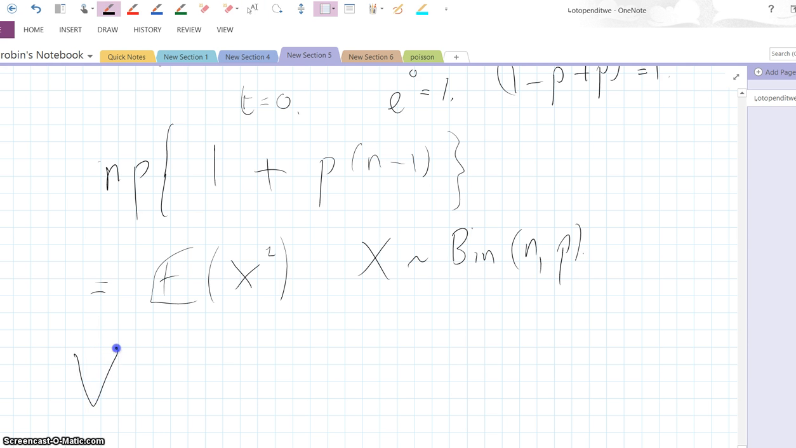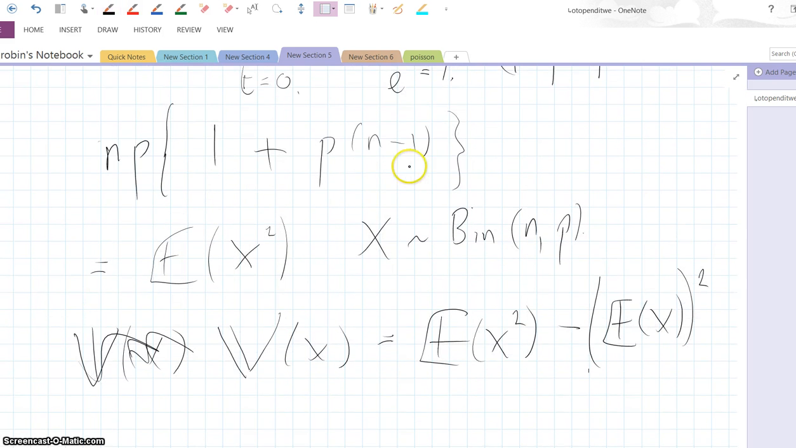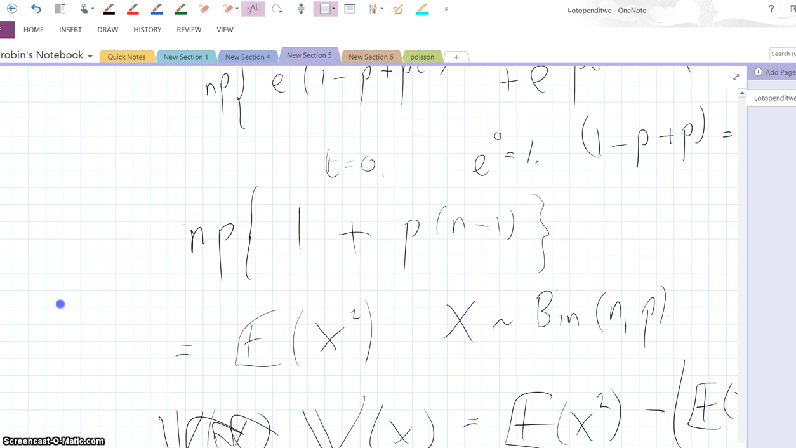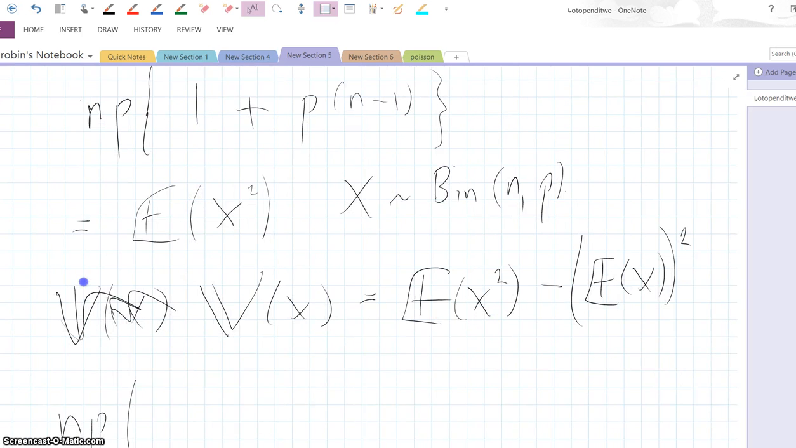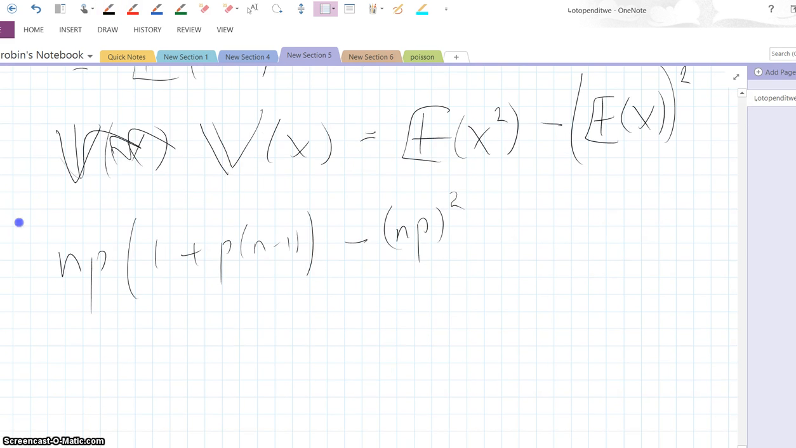You might know that the variance of a random variable, I'll write that out again a bit more neatly. The variance of a random variable x equals the expectation of x squared minus the expectation of x all squared. Maybe I could prove that later for you, but anyway, we can use this formula now to do it, because look, we've got np times (1 plus p(n minus 1)), minus np all squared. You with me? Alright, let's just evaluate it.